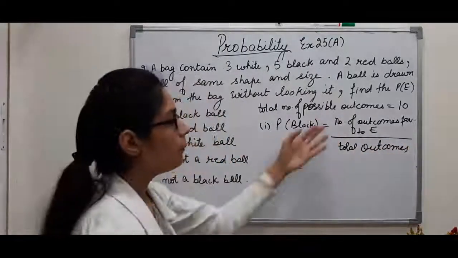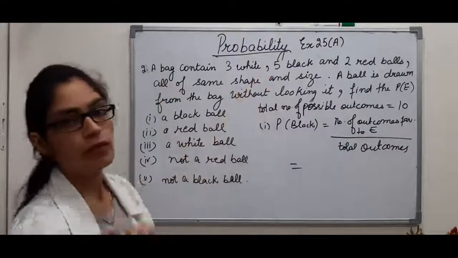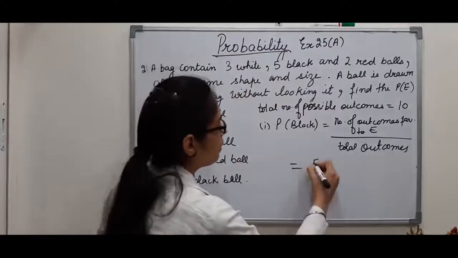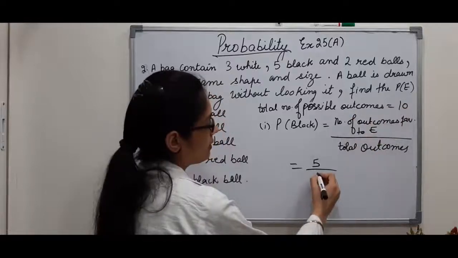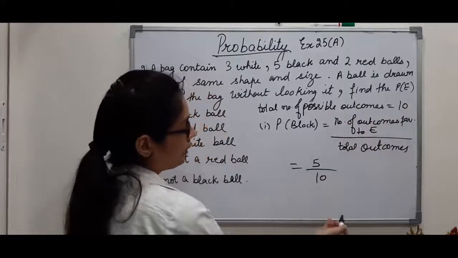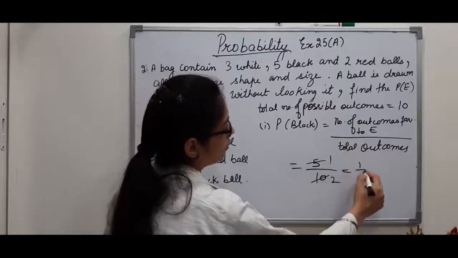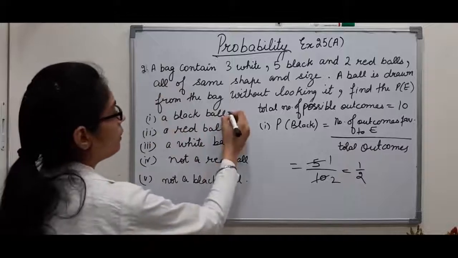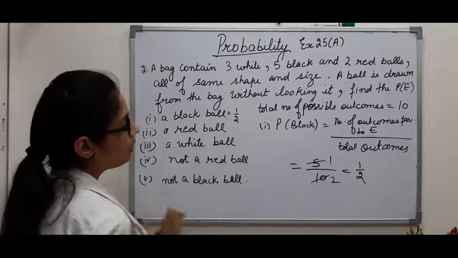So the number of outcomes for getting a black ball which are favorable, because I have 5 black balls, so 5 times I may get a black ball. So 5 I will write. Now total outcomes I have already done, it is 10. So this is simple. I can do cancellation. 5 into 1 is 5, 5 into 2 is 10. So I got 1 by 2. So the probability of drawing a black ball is 1 by 2.